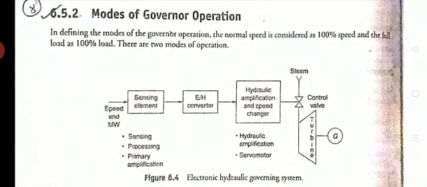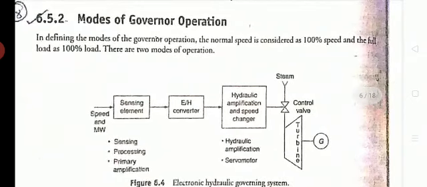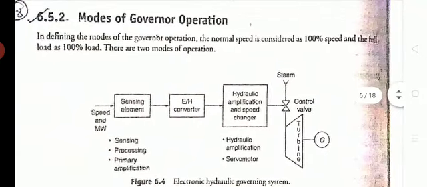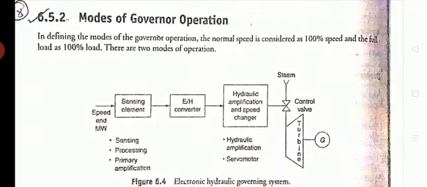Today we will see the modes of governor operation. So this is, I think, module 2. In module 2 we get the different governor characteristics, droop characteristics and isochronous characteristics. So this is the basics to study the governor operation, that is, the modes of governor operation. Hope you all know by this time what a governor is and how it works.